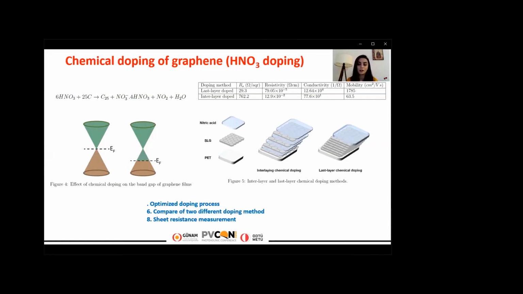I tried two different methods for doping the graphene. One of them is interlayer chemical doping and the other is last layer doping. After transferring the graphene to the PET substrate with the lamination technique, I soaked my anode in nitric acid, and between these two methods, last layer doping was successful, and I could decrease the sheet resistance to 29 ohm per square.